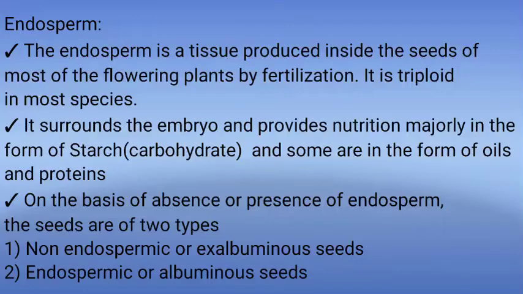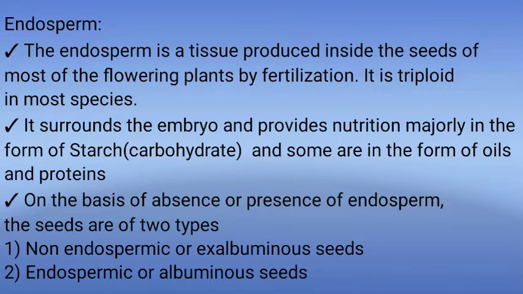The next important thing regarding seed is endosperm. The endosperm is a tissue produced inside the seeds of most flowering plants after fertilization. It is triploid in most species. Endosperm surrounds the embryo and provides nutrition majorly in the form of starch, and sometimes in the form of oils and proteins. Based on the absence or presence of endosperm, seeds are broadly classified into two types.